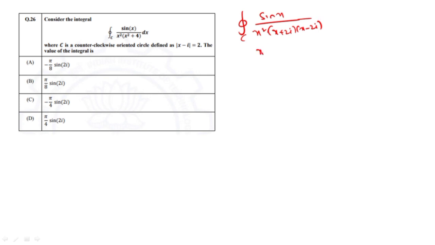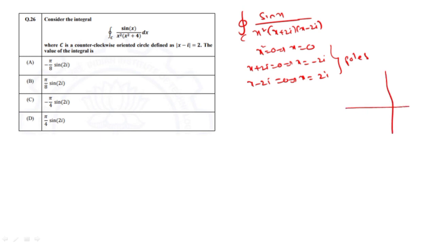Therefore x square equal to 0, x equal to 0; x plus 2i equal to 0, x equal to minus 2i; x minus 2i equal to 0, x equal to 2i. So these three are poles. Now we need to verify which pole is inside the given region. What is the given region? The given region is mod x minus i equal to 2, which is a circle of center i with radius 2.